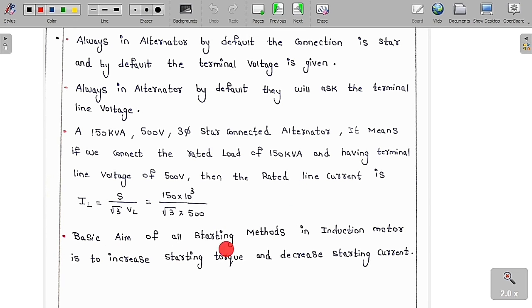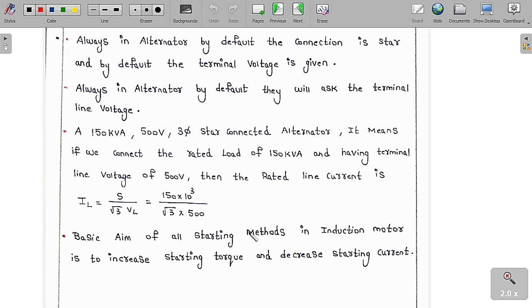The basic aim of all the starting methods in an induction motor is to increase the starting torque and decrease the starting current. I have already told you the basic agenda of all the starting methods in an induction motor is to increase the starting torque and also to reduce the starting current.